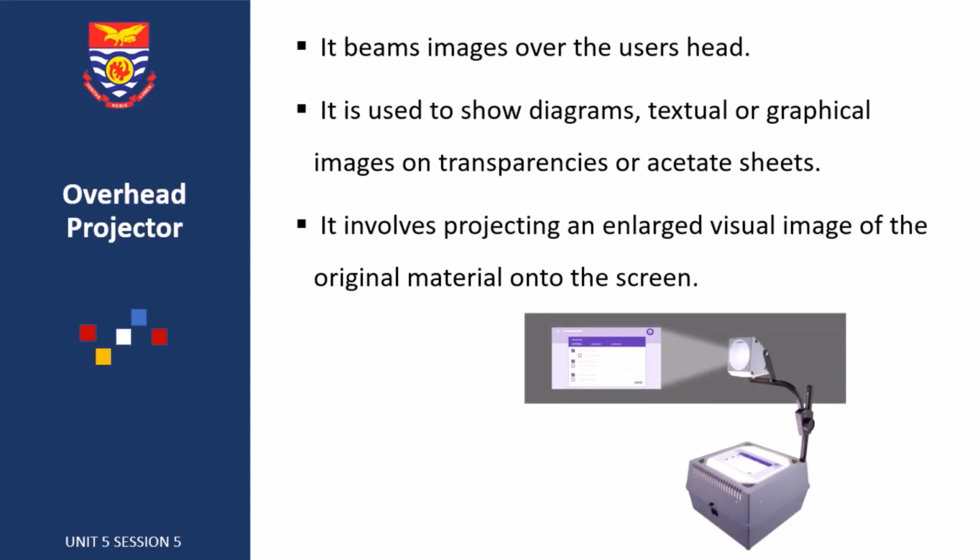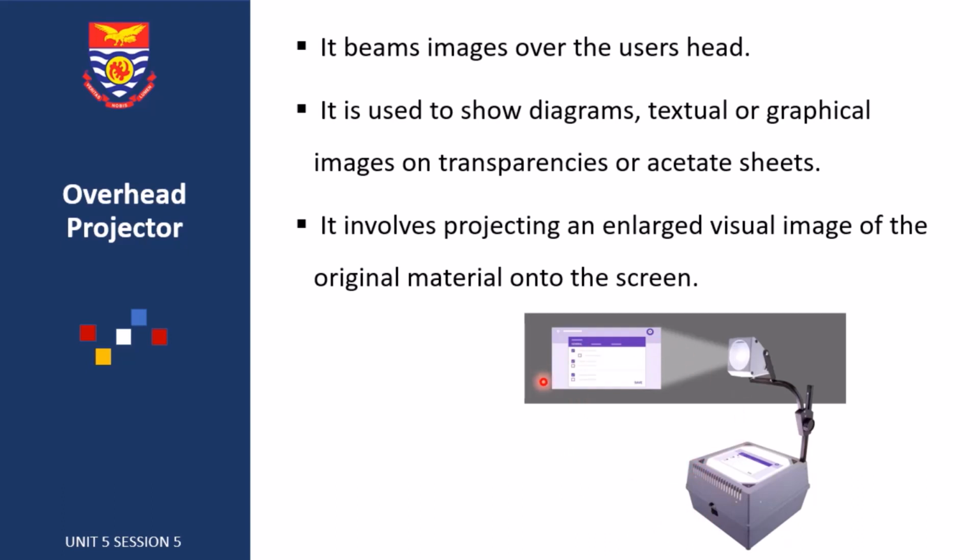So if you have the prepared sheet, you place it here, and then the projector beams the image of it over the user's head onto a screen. It could be part of the wall, or you have the beam coming out from this part, so whatever image or text you have on the prepared sheet that you place here will be shown on the screen. So you place it here, and then it shows.